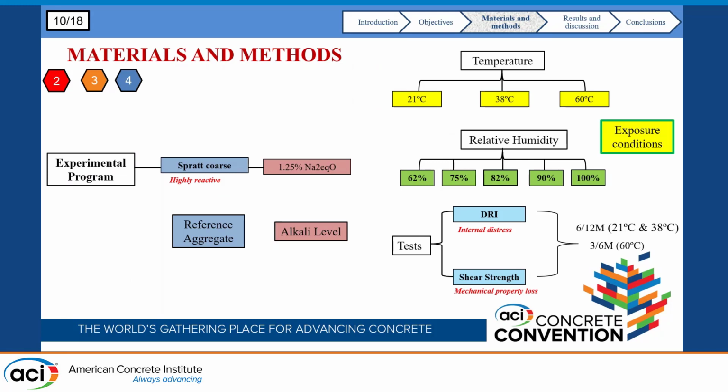For the second, third, and fourth objectives, an experimental program was designed, which involves the use of a highly reactive aggregate, Spratt, as the reference aggregate, to prepare concrete specimens according to ASTM C1293 with an alkali level of 1.25% sodium oxide equivalent. These samples were stored at 3 different temperatures, as highlighted here, as well as 5 different relative humidities. Now, the DRI test and the shear strength test were performed on these samples.